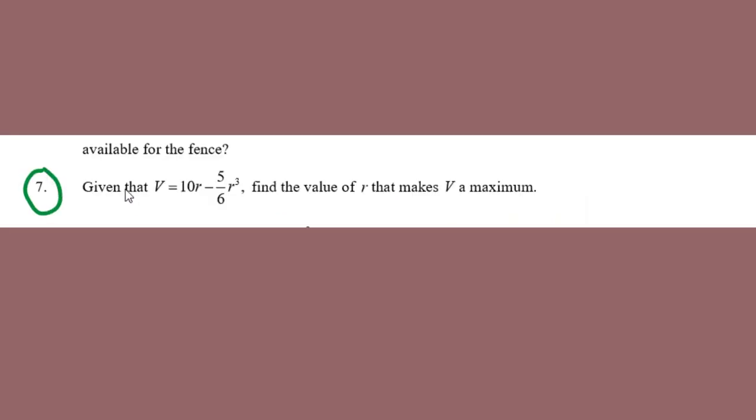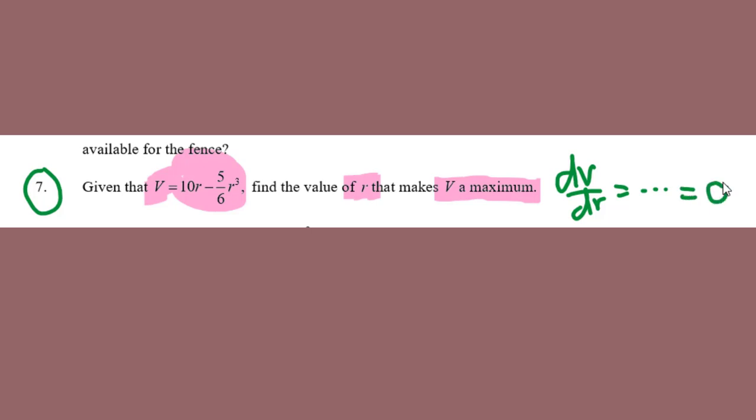Number 7. Given that V equals 10R minus 5 over 6R cubed, find the value of R that matches V maximum. V maximum means we need to differentiate V with respect to R and find the value of R. First differentiate V, dV/dR, and then find the value. That's number 7.